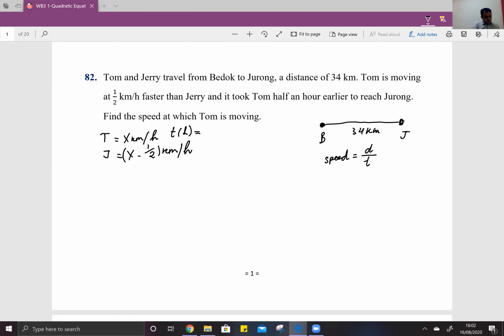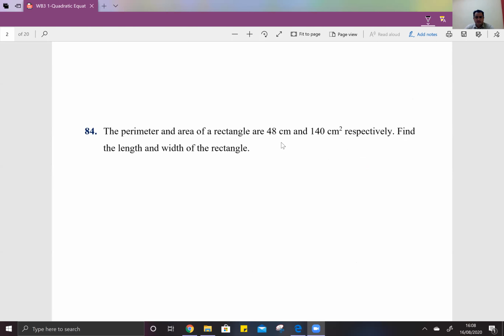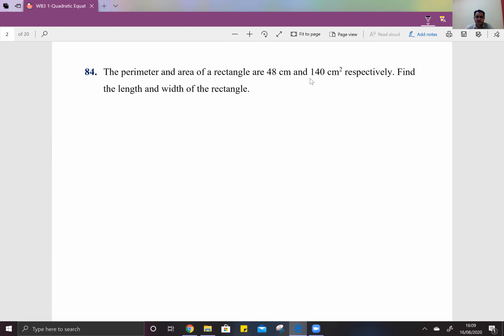And Amira, let's continue. We can share a screen and let's move to the next question. 84. The perimeter and area of a rectangle are 48 centimeters and 140 centimeters squared, respectively. Find the length and width of the rectangle. Okay, can move a little bit more up. Good.